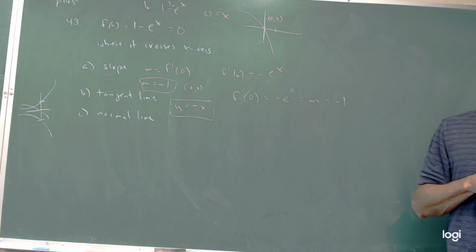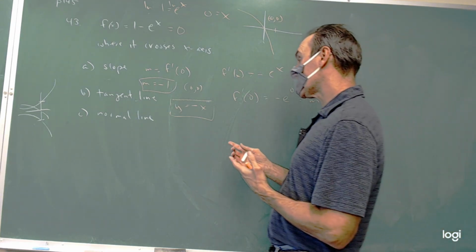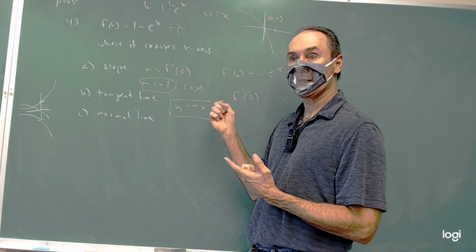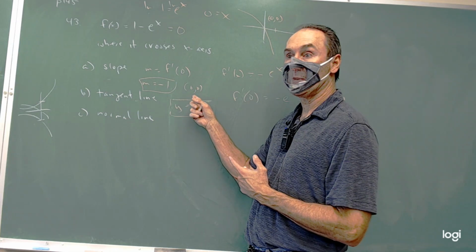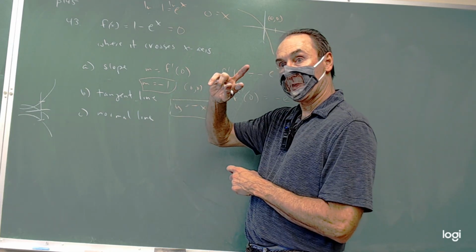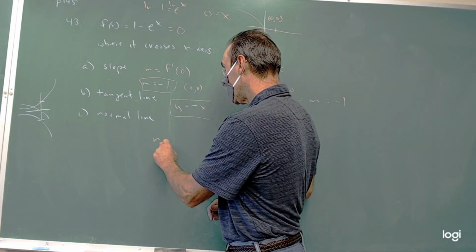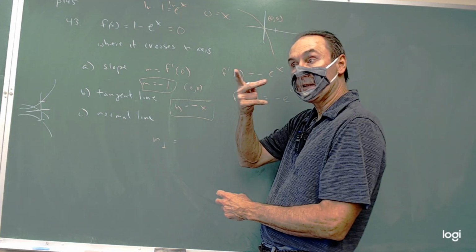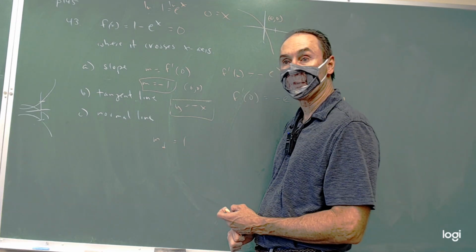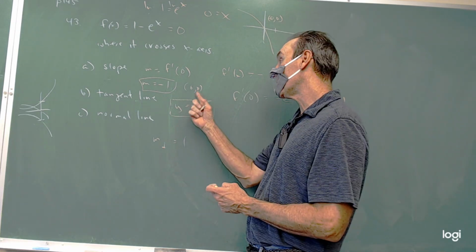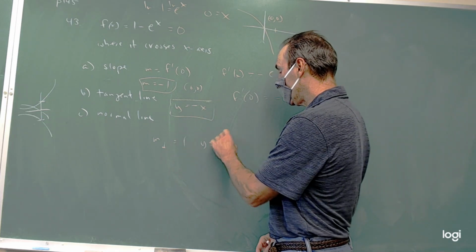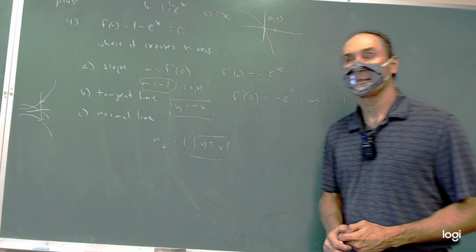Okay? Now, a normal line is the line perpendicular to the tangent line at the point of tangency. So we're still at the same point, 0, 0. And now, if our slope is negative 1, the slope of the line perpendicular to that will be the negative reciprocal, which is then just positive 1. So it goes through the point 0, 0 with slope 1, so the normal line is going to be y equals x.